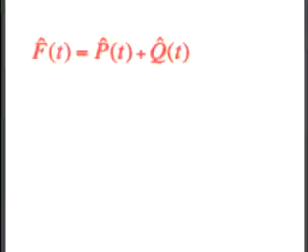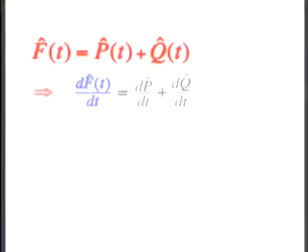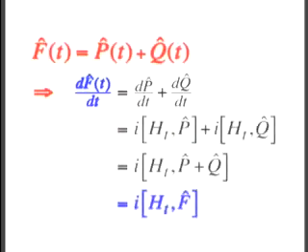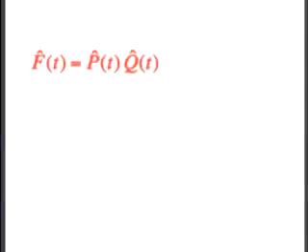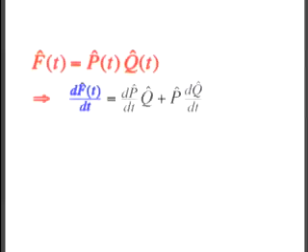Suppose f is the sum of two things that each obey the law of motion. Then again, f also obeys it. What if f is the matrix product of two things that obey the law of motion? Well, then d by dt of pq equals d by dt of p times q plus p dq by dt.